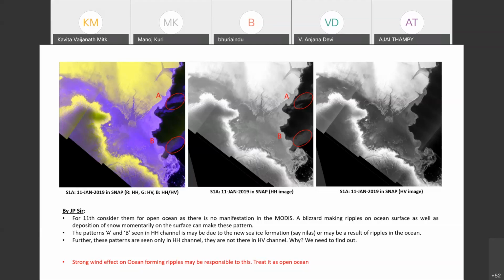It can be due to this being EW data, extra wide swath data. What happens is there are three beams, and the three beams' data is stitched together to form one larger image. So this particular portion is an effect of that. And this portion also, though we are saying it can be a type of sea ice, or a nilas, that is a new sea ice formation, it does not seem to be a feature.